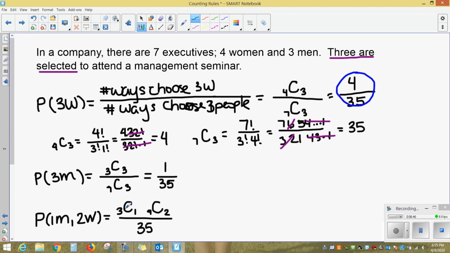And if I have 3 ways of doing this and 6 ways of doing that, then altogether we multiply. That was like when we were picking a letter and then a number for our code, or we were picking a vowel and a consonant for something. We take how many of these times how many of those, and we'll get all the possible ways we can do that. So again, 3 choose 1 is 3, 4 choose 2 is 6, so that probability will be 18 out of 35.